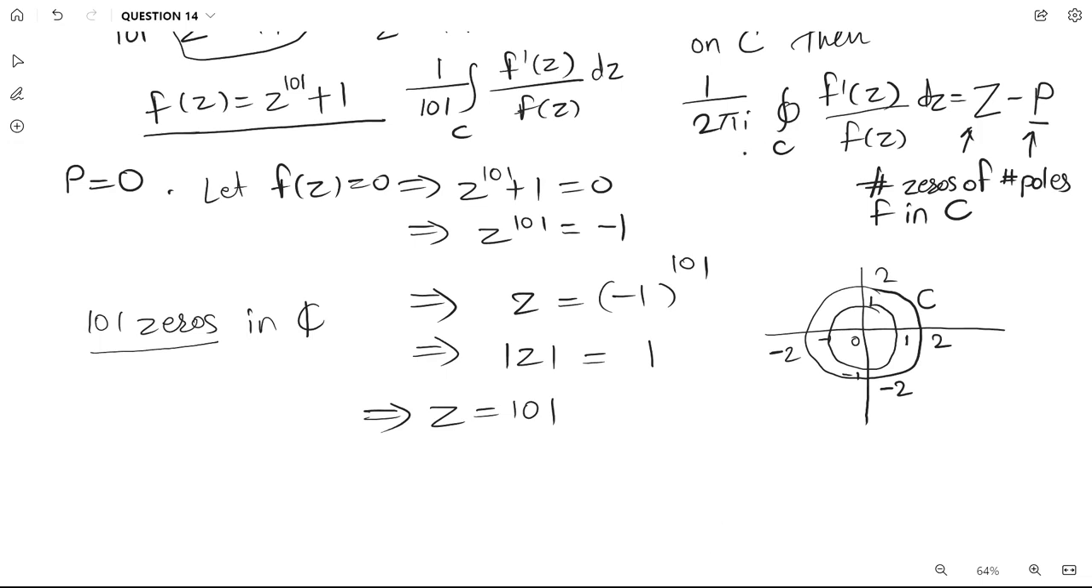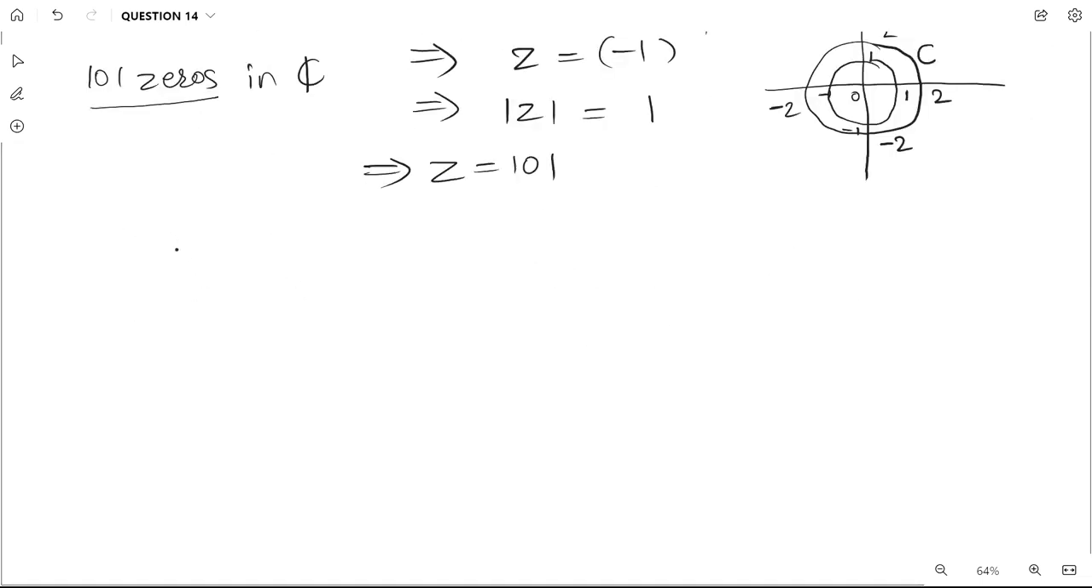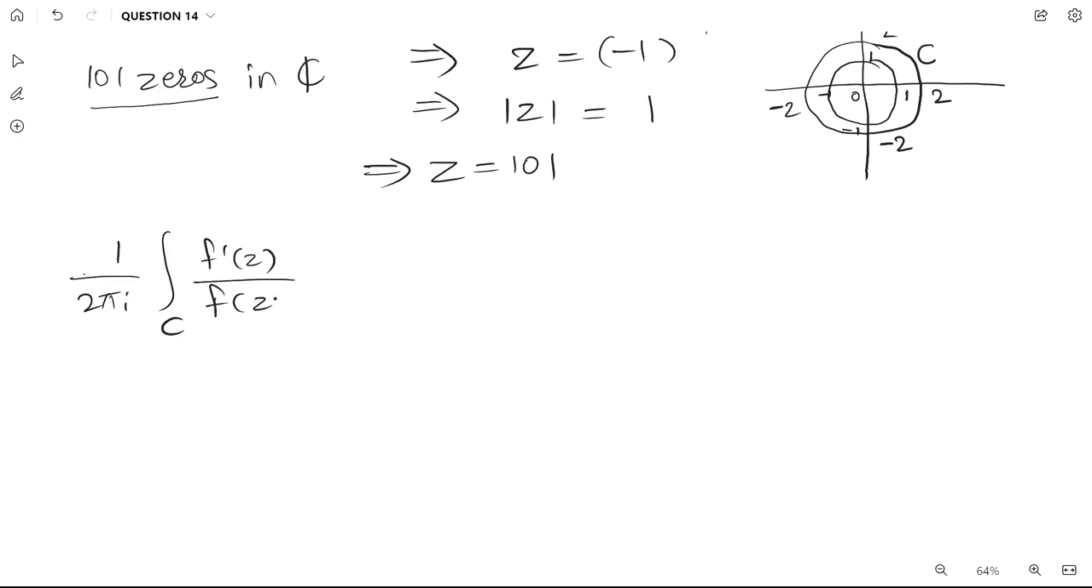Therefore, now let's just use this principle. We will get the integral over C of 1 over 2 pi i f dash of z upon f of z dz is equal to Z minus P. What is Z? Z is 101, P is 0. So this is equal to 101, right?